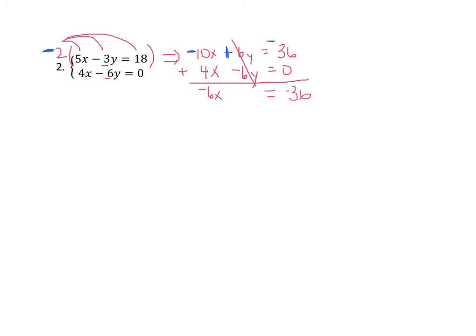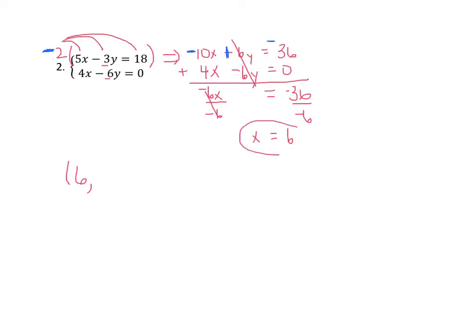Now, to solve for x, I'm going to divide both sides by negative 6, and so that gives me x equals positive 6. So let's write that in our ordered pair, 6, comma, and now let's plug this into either equation. It does not matter which equation you plug it into because essentially this point should work in both equations because it is a point of intersection.